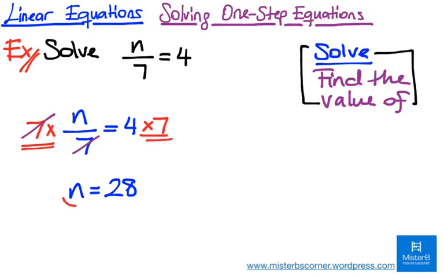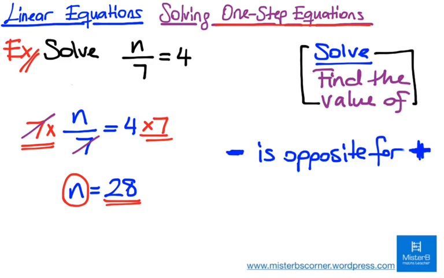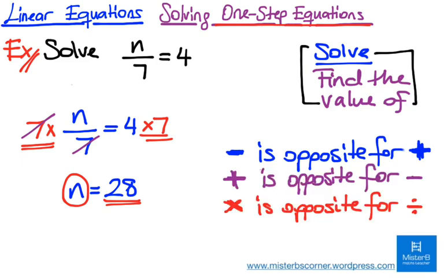And that's my answer. So basically, this is just one step that I do here. In one step, I leave the unknown alone, and then I find the value of that unknown. That's why we call these one-step equations. So there are addition, subtraction, multiplication and division, and remember that subtraction is the opposite of addition and vice versa. Multiplication is the opposite of division and division is the opposite of multiplication.